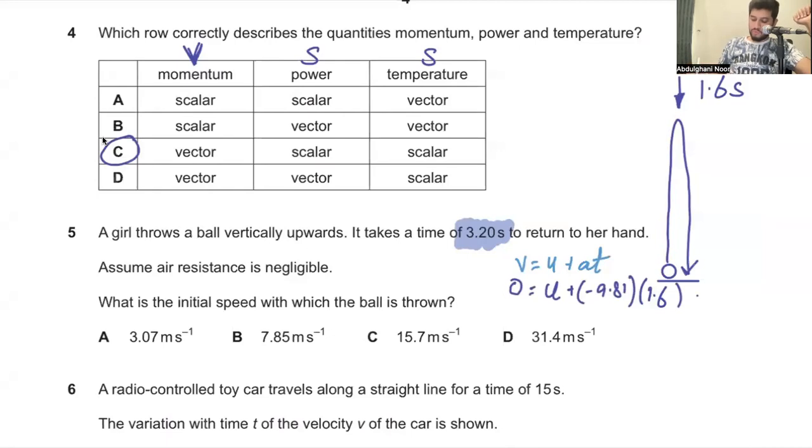You solve for u, and that gives you the value of u as 15.7 meters per second.